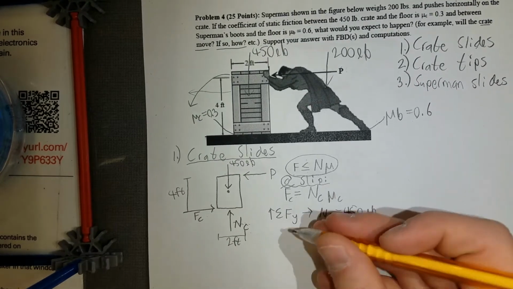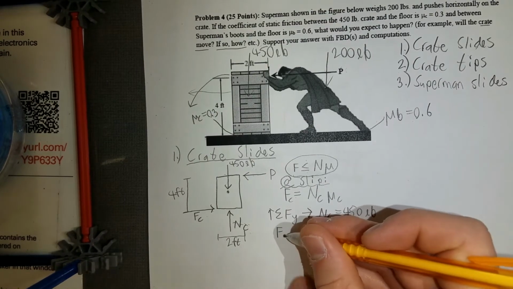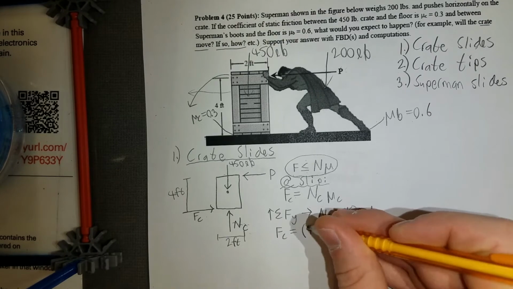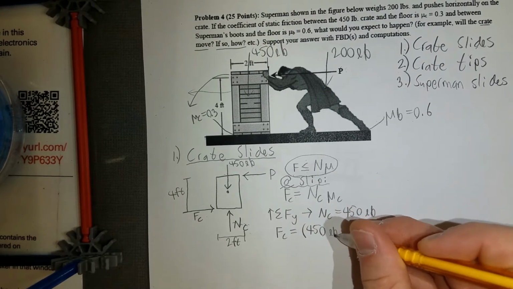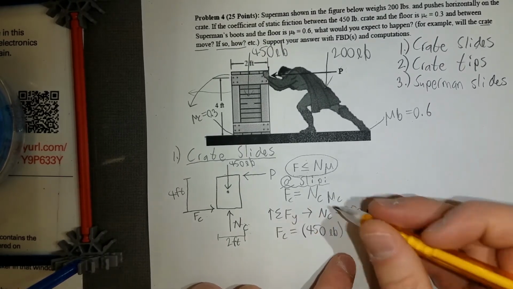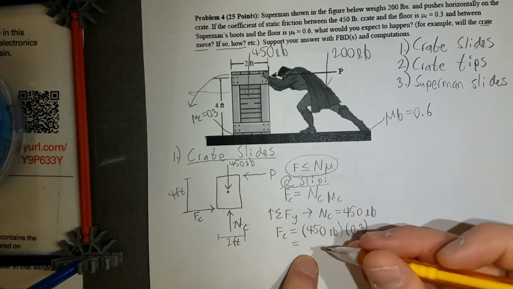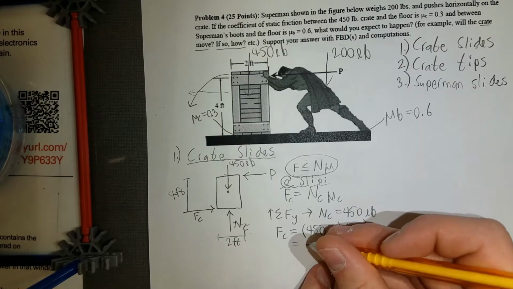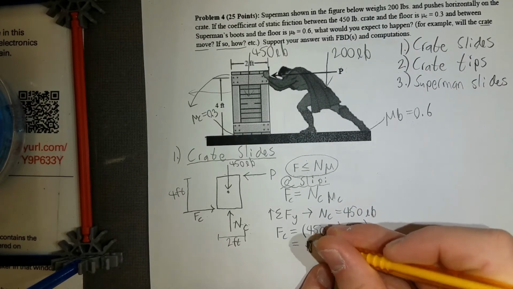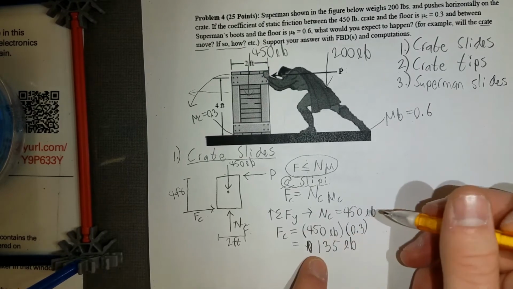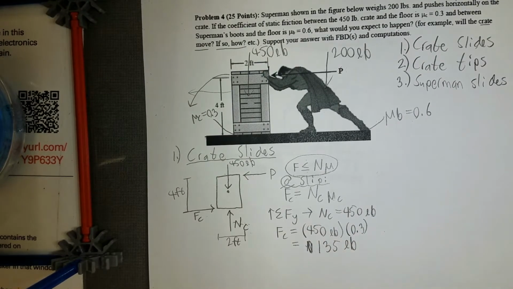And so using that, we can use what we know about friction. We can say that FC is equal to 450 pounds times mu C, which is equal to 0.3. And when we calculate that out, we should get 135 pounds. And that's our friction force.